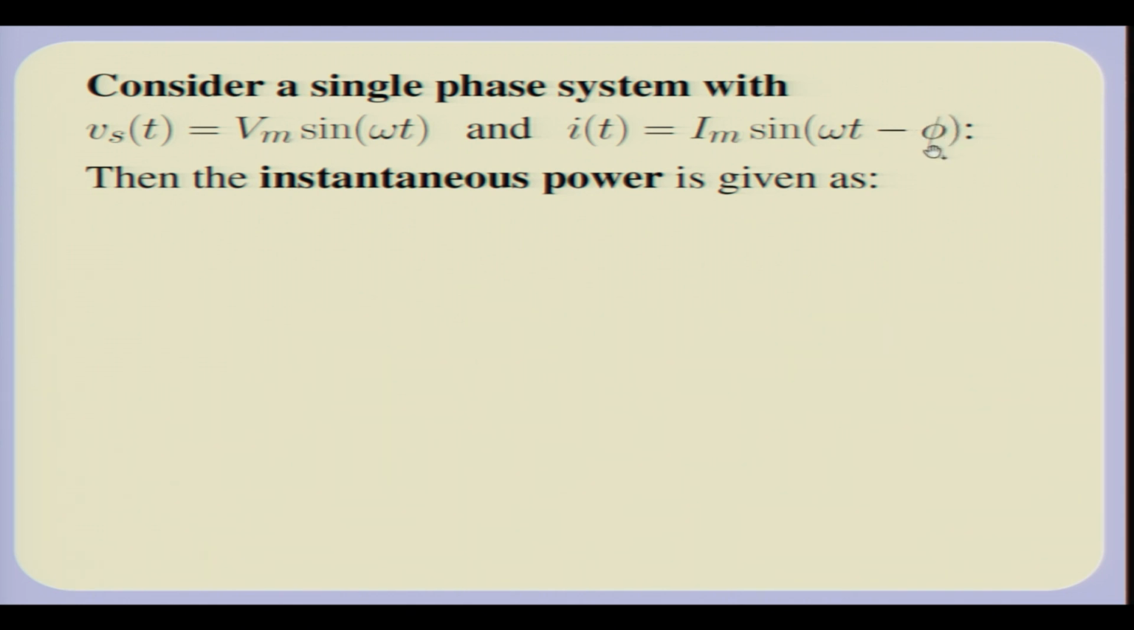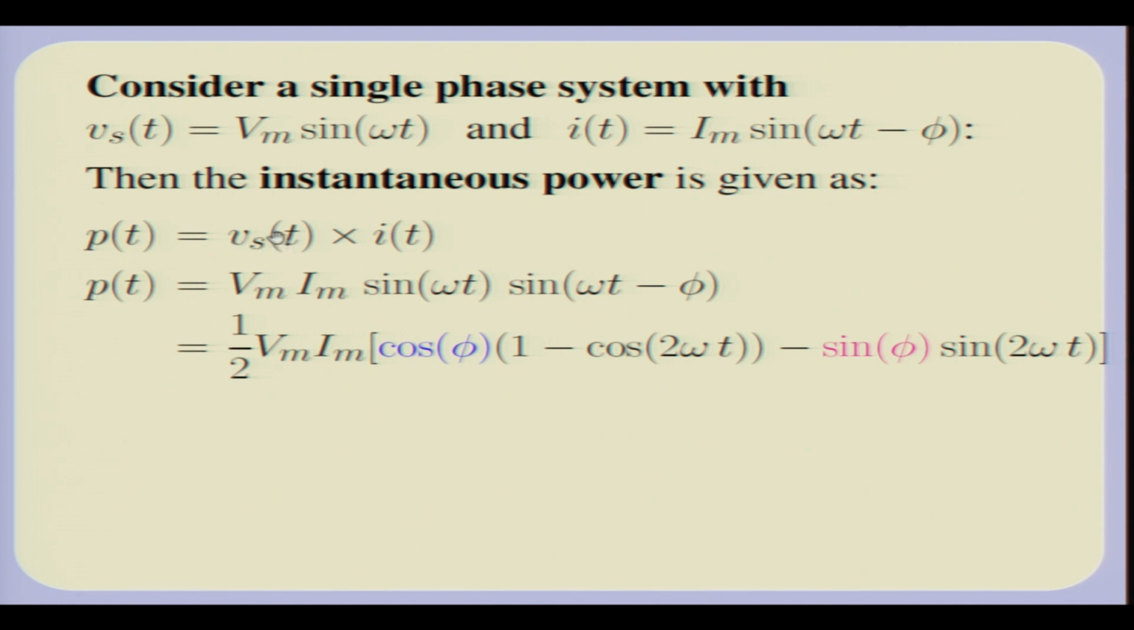I have chosen my time reference such that the voltage is Vm sin omega t, and Im lags it by phi. It turns out that it is connected to a circuit which makes the current lag the voltage in sinusoidal steady state. Then the instantaneous power is simply the product v i. So power is essentially the voltage times the current.